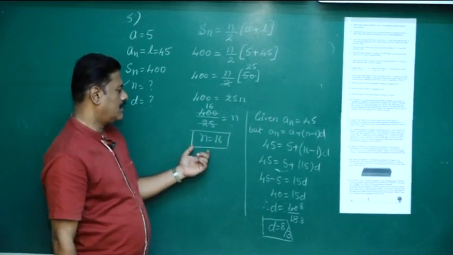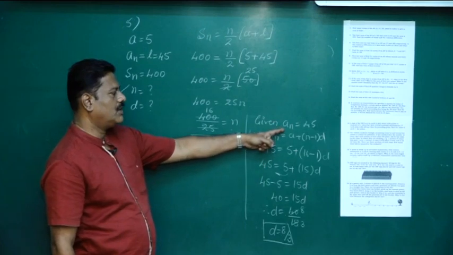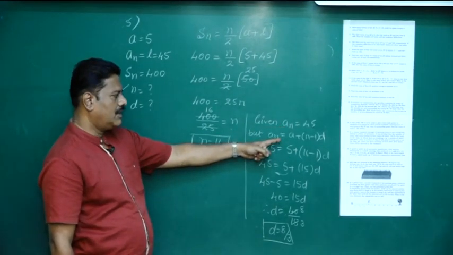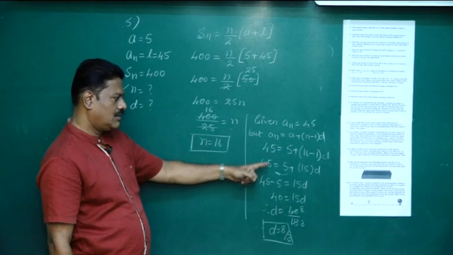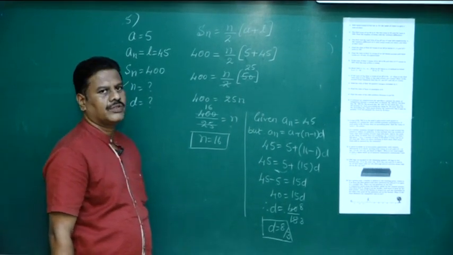So first we calculate the number of terms, then we go for the common difference. To find the common difference, you make use of the nth term, write the formula, substitute the values, simplify, you will get the value of d. So this is the solution for your fifth question.